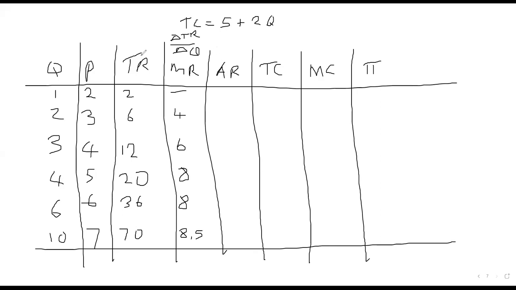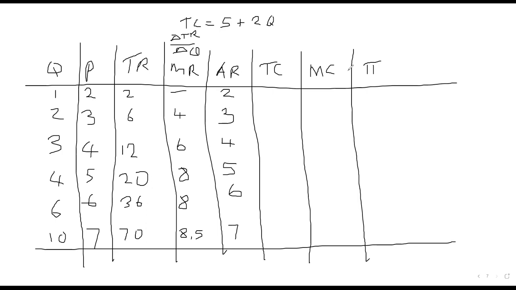So we're getting our total revenue here divided by 1, which is 2. 6 divided by 2 is 3. This is 4. This is 5. This is 6. This is 7. You'll notice that for average revenue, especially for a perfectly competitive market, the price is the same as the average revenue.